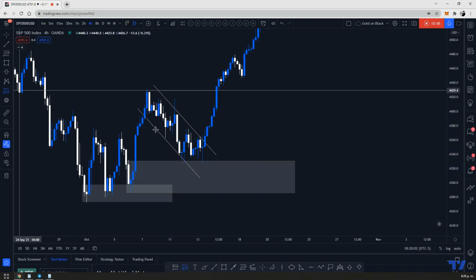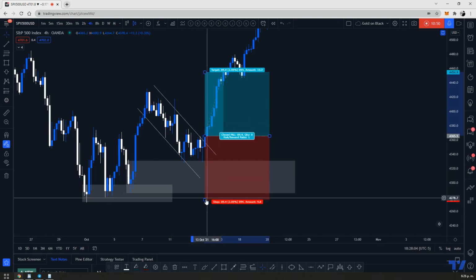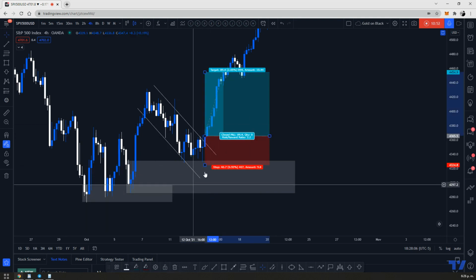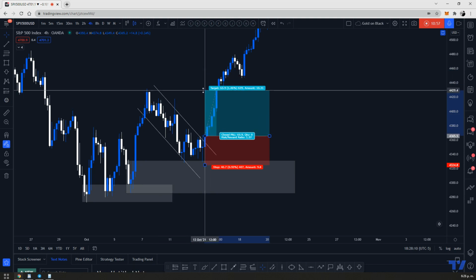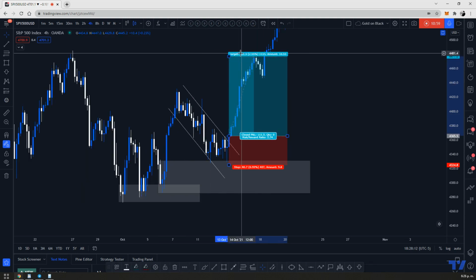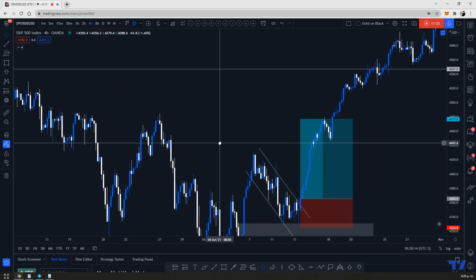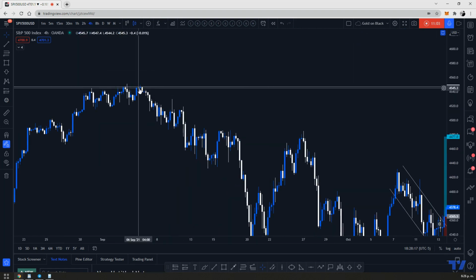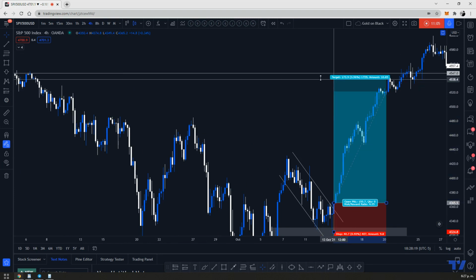So where would you enter? On the breakout of the flag. Boom. You got your entry right there. You know you are in a nice demand zone. You are breaking the flag. Oh my God, what else do you want here that this thing is actually going to shoot up? So you can aim for previous highs in the past or previous record highs, all the way to the top.